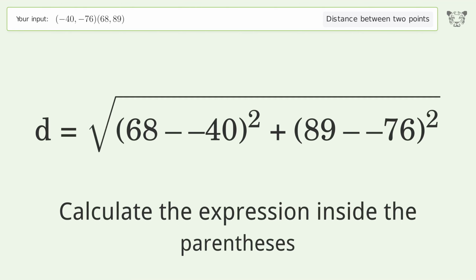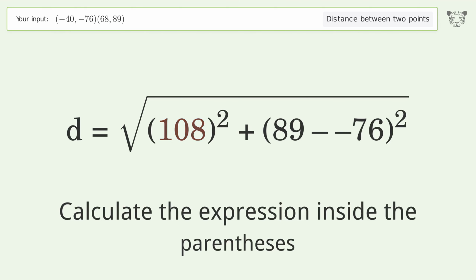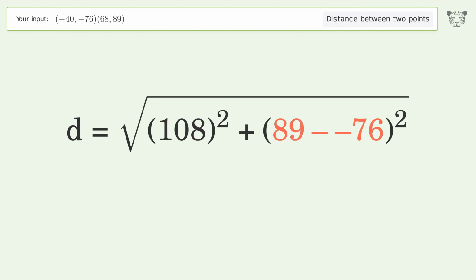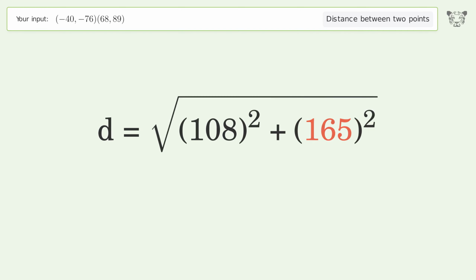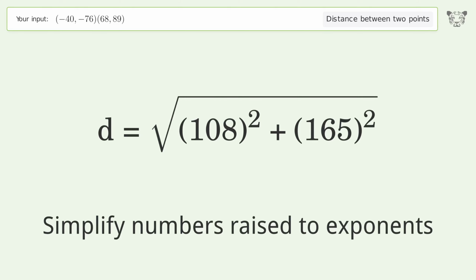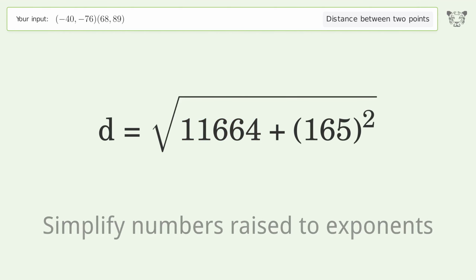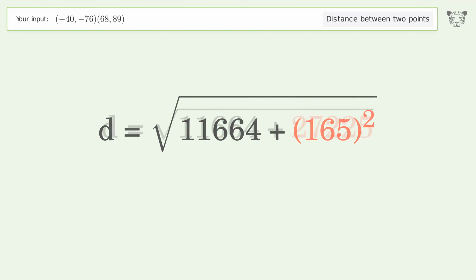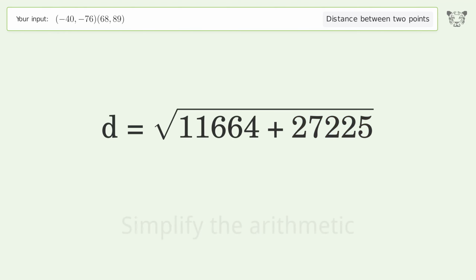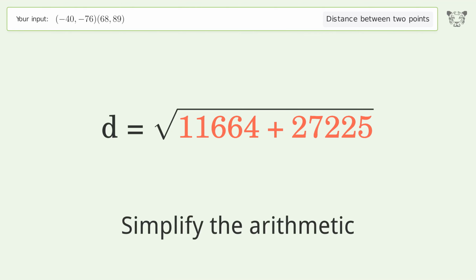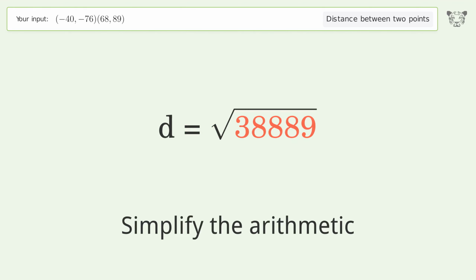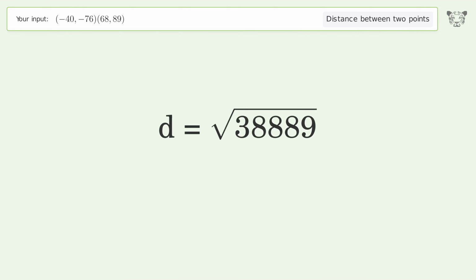Calculate the expression inside the parentheses. Simplify numbers raised to exponents. Simplify the arithmetic. And so the distance between the 2 points is the square root of 38,889, or 197.203.